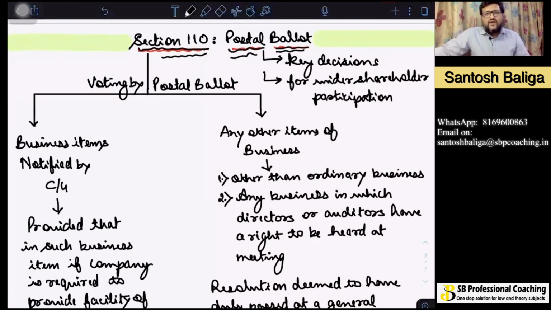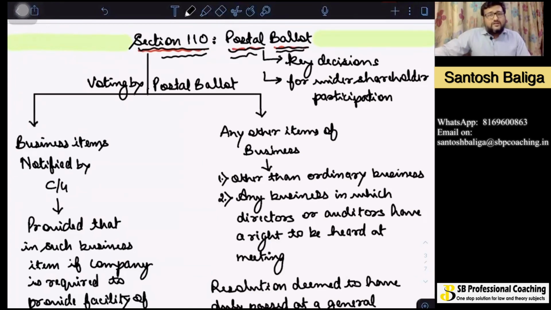So, we have so far covered different types of voting methods, out of which the first one was show of hands. The second one was electronic means, and the third one was demand for poll. The last one, which is what we are going to discuss in this lecture, is postal ballot. So, without wasting any time, let's get started into section 110, which is postal ballot.